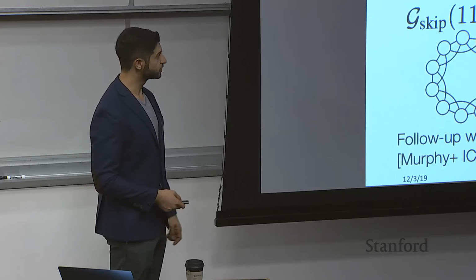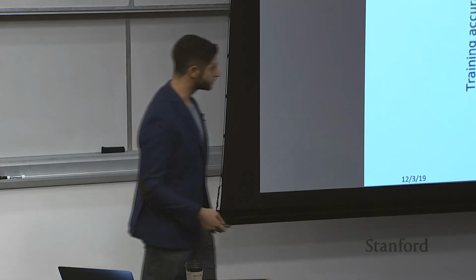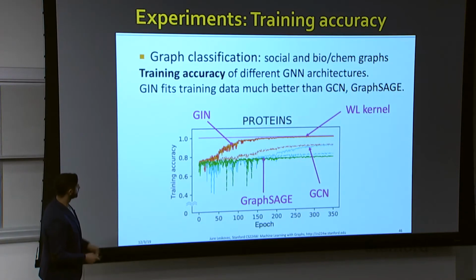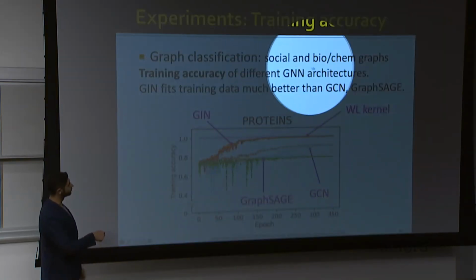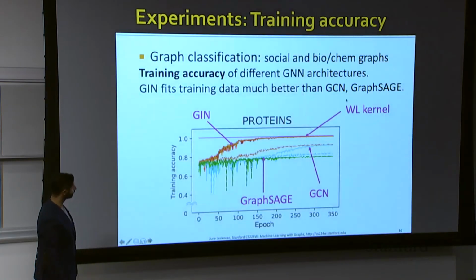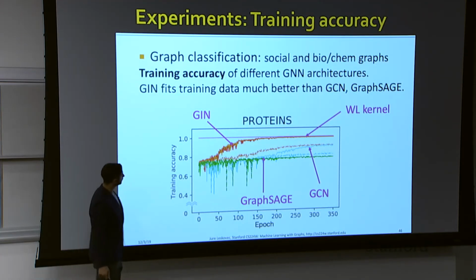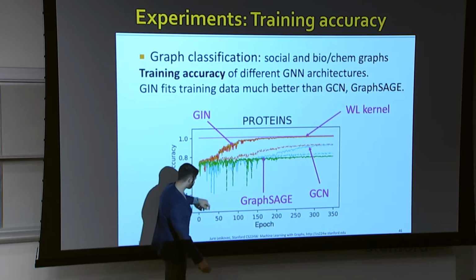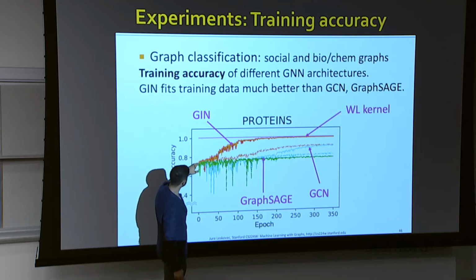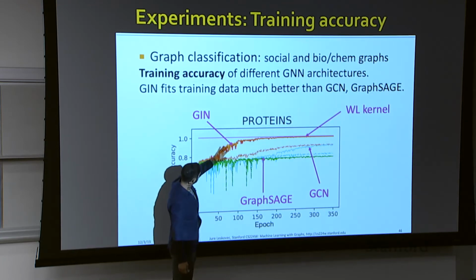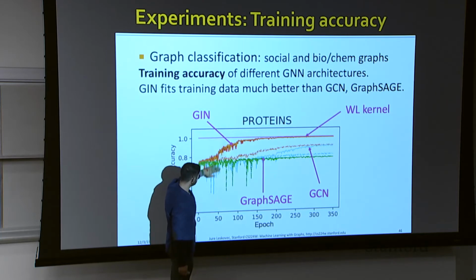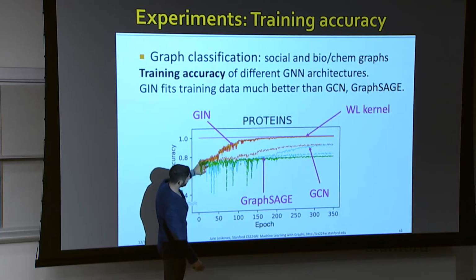Cool, so let's go to some experimental results just to convince you how well this is working. All the results I'm going to be showing you about GNN are about graph classification. Some of the data sets that have been used are social networks or biochemical graphs and so forth. On this plot, we see the training accuracy of different GNN architectures. In this case, we are working on a proteins data set. The one that we care about right now is this orange and red, which is GNN. Then we have GraphSage and GCN pretty much performing similarly.